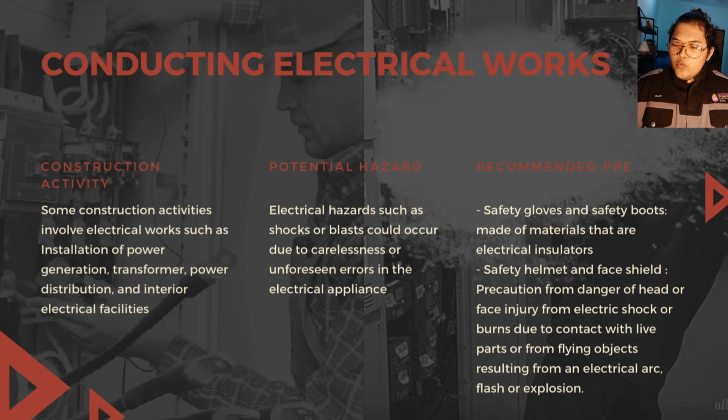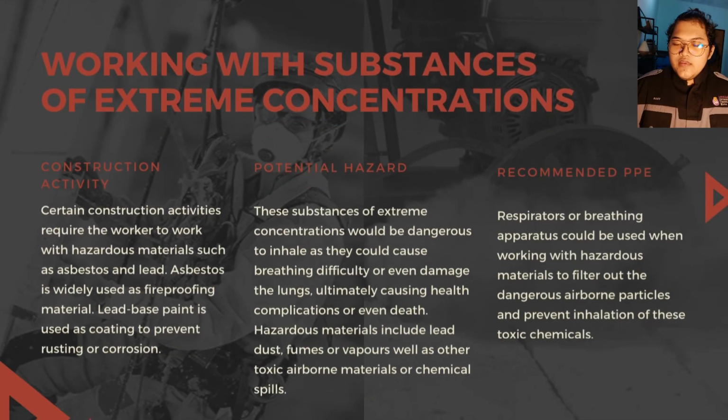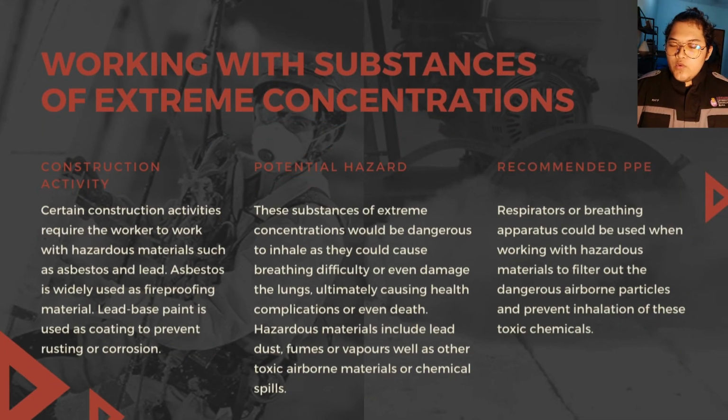Next, we move on to working with substances of extreme concentrations. Certain construction activities require the worker to work with hazardous materials such as asbestos and lead. Asbestos is widely used as fireproofing material, whereas lead-based paint is used as coating to prevent rusting or corrosion.